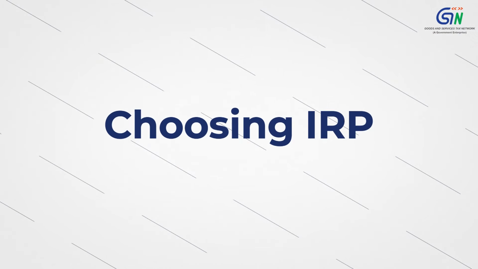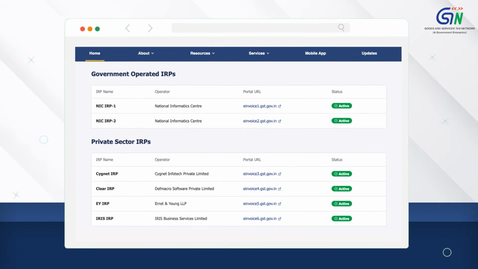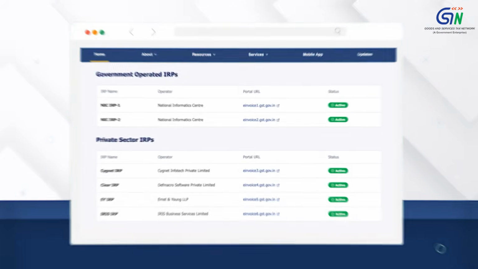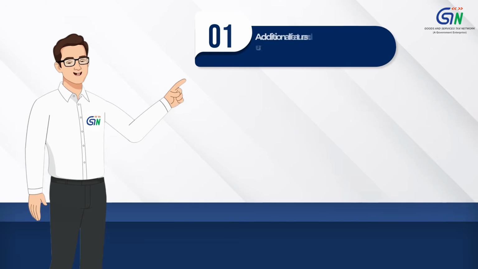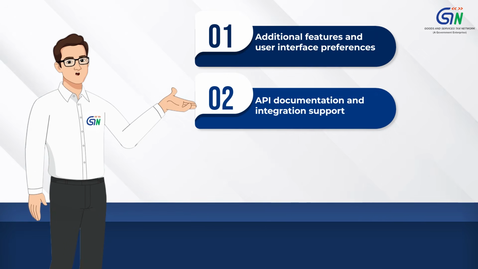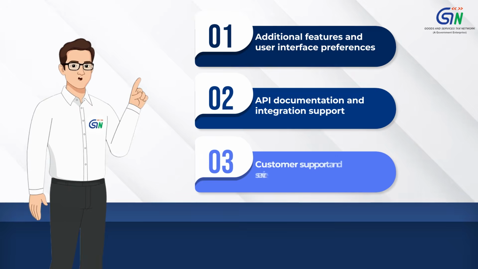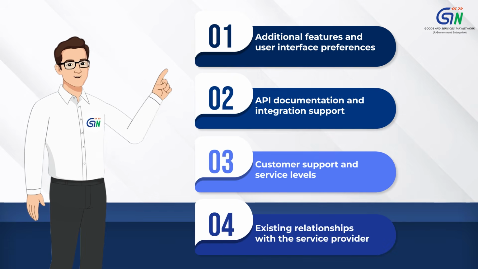Choosing IRP. All IRPs offer the same core functionality as mandated by GSTN. You can choose an IRP depending upon additional features and user interface preferences, API documentation and integration support, customer support and service levels, and existing relationships with the service provider.